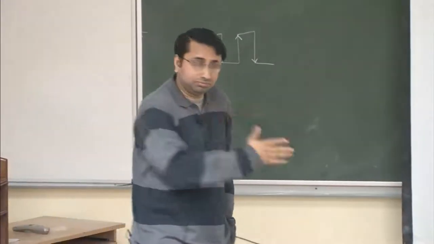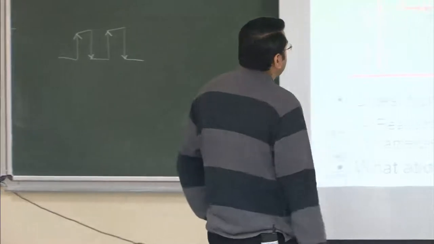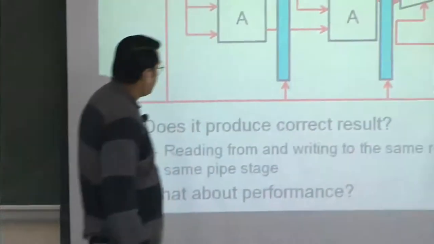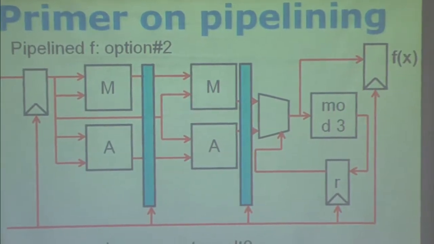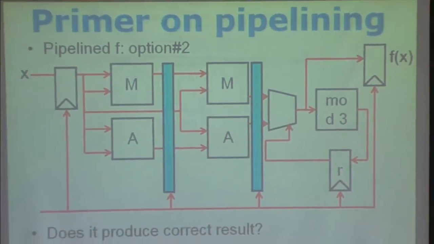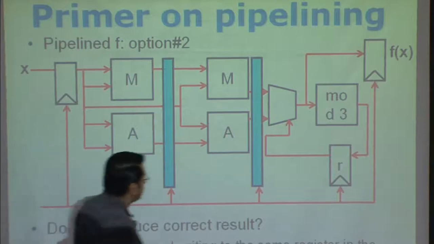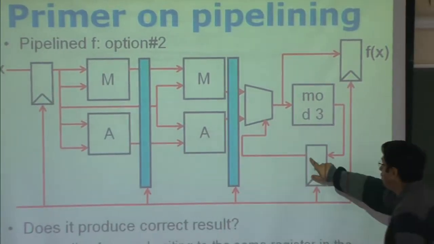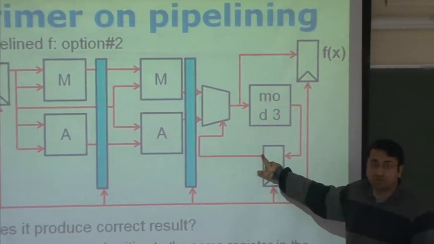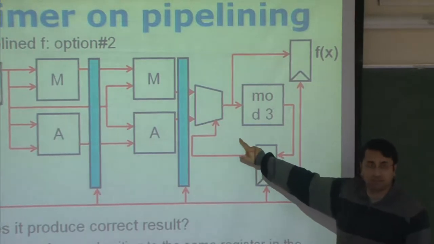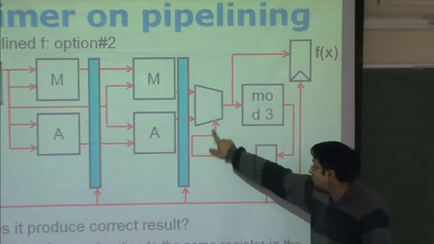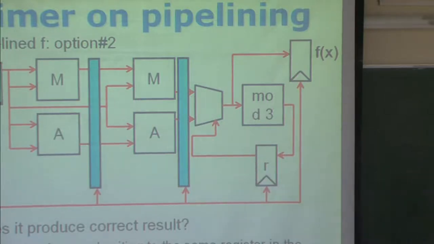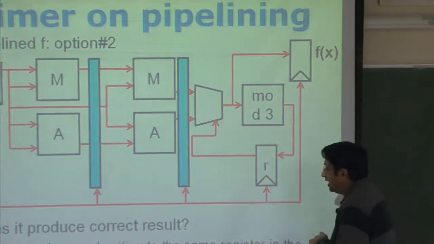So I make it a three-stage pipeline. Again, the same question you have to ask: is it correct? That is still correct, because as I just mentioned, the value of R that this particular value of X is going to use is going to be correct. Because R is modified only here, and the value read out will be before that. But you have to be a little careful here.